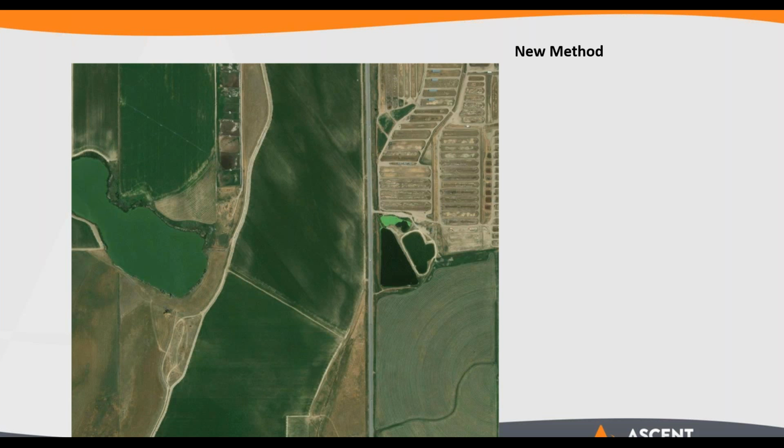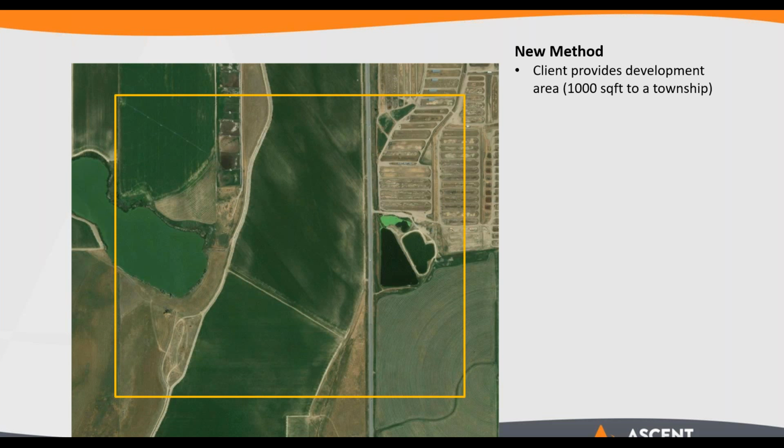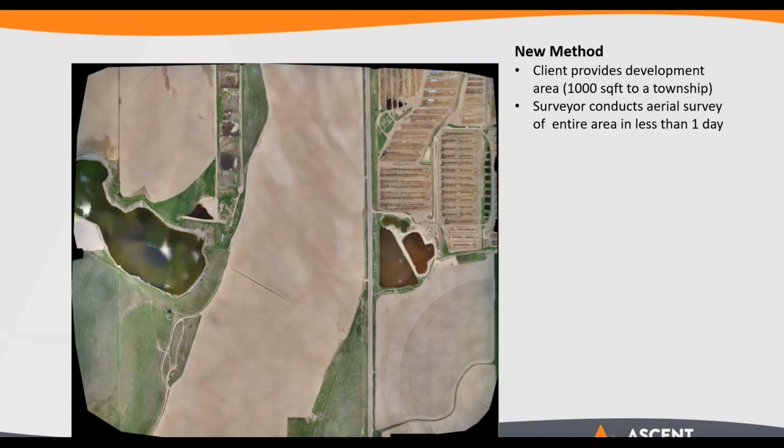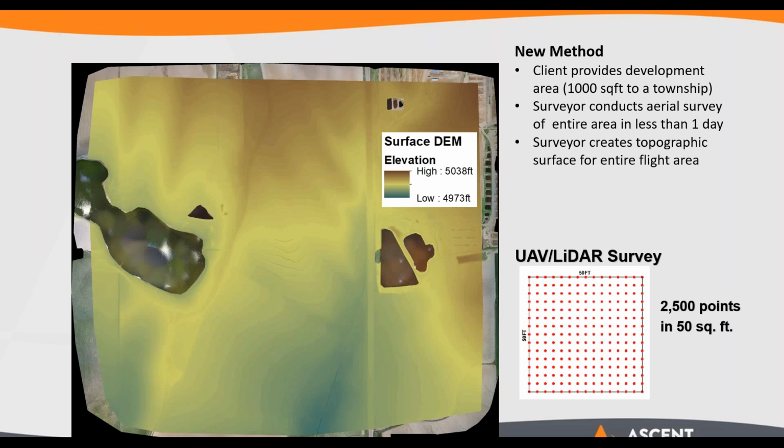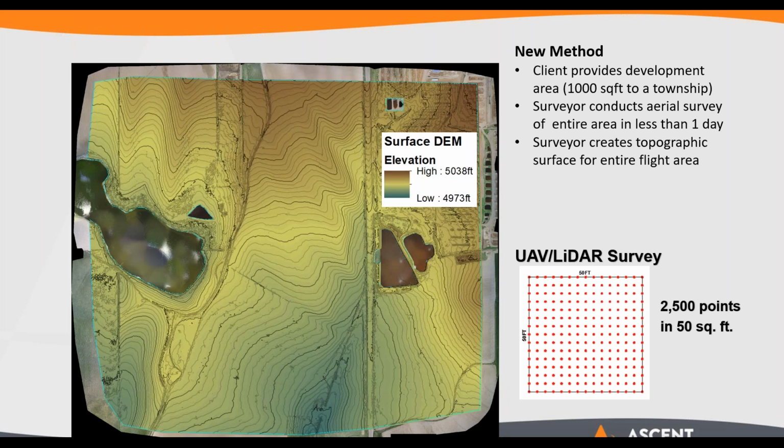Yeah, so for the new method, basically, instead of giving us that small boxed area that the client wants us to go and topo, he'll just give us an entire development plan and tell us in a general area where he wants to survey. And what we'll do is we'll then fly the entire area. And what that allows is then we can create aerial imagery to show them exactly all the new information, pipeline scars and whatnot, but also allows us to create a surface, a DEM off of that aerial imagery. And this way we can then create our contour lines and deliver that to the client. And you can see that the UAV and LIDAR survey, in just a 50 square foot box, we have 2,500 points rather than just 4.